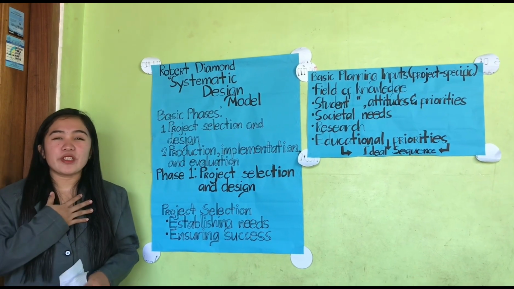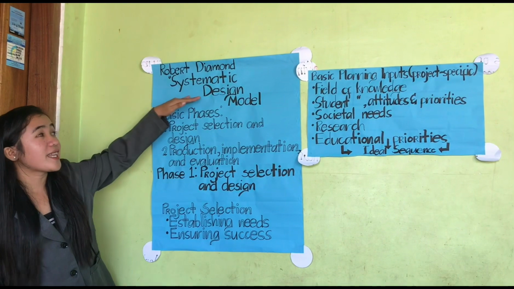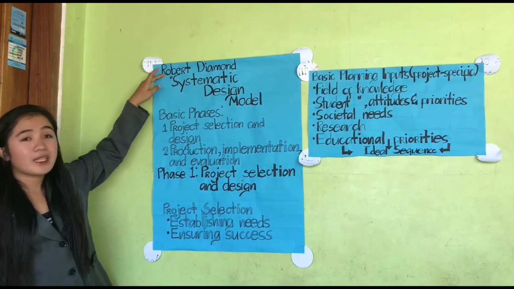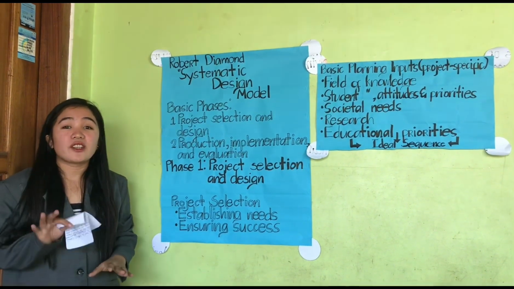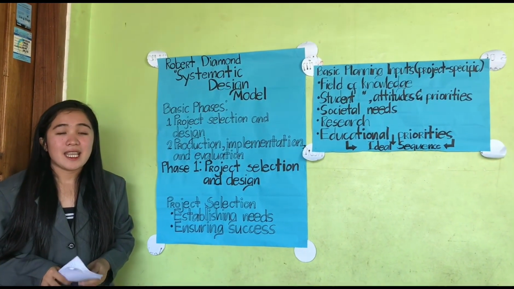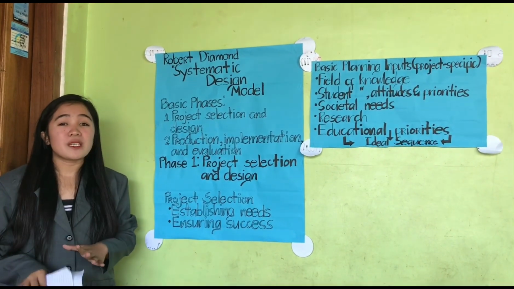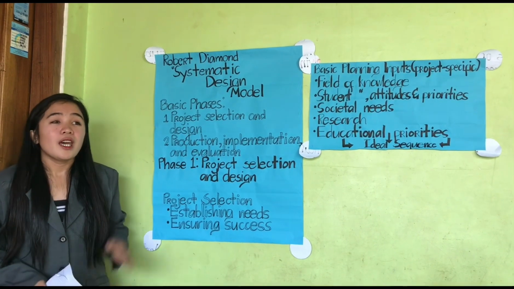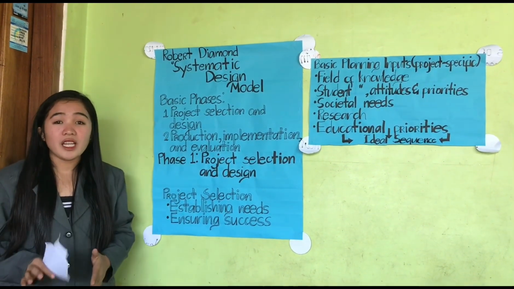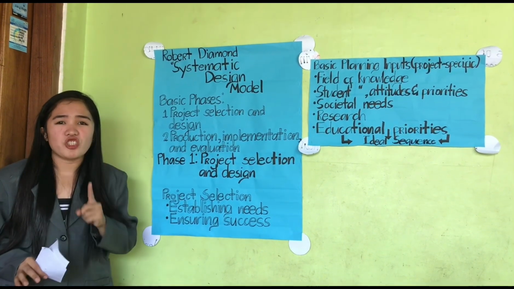Everyone, my name is Karel Namok and I'll be reporting the systematic design model by Robert Diamond. This model was originally developed in the early 1960s. It was known as prescriptive and rational, which means giving someone the privilege to reason out. This model underwent a lot of major revisions, but the structure remained.